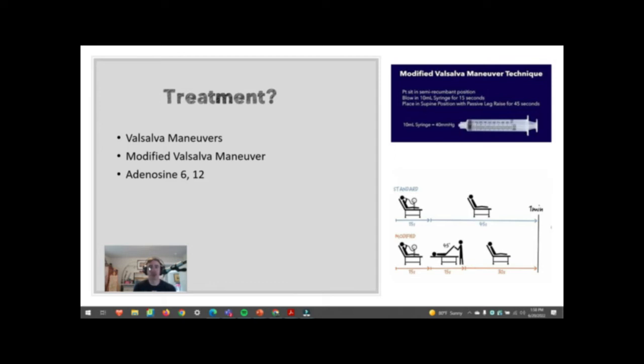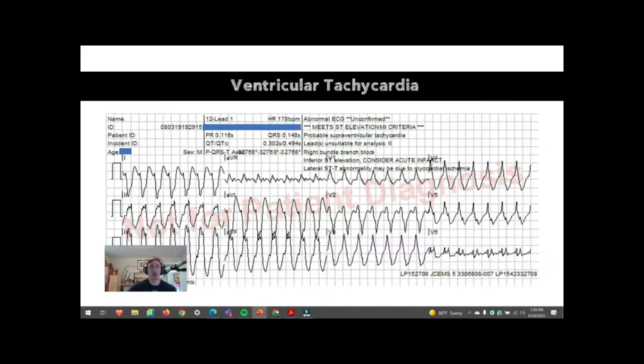Then once they're done with that, you place them supine. You lay them flat and then you raise the legs to about 45 degrees for 45 seconds. And then you sit them up, and then they should convert. This is almost as effective, if not more effective, than giving adenosine. So if you don't have to give medications, don't do it.